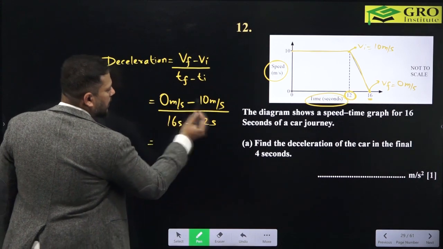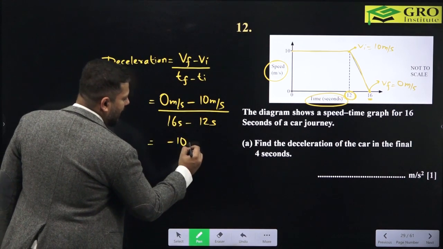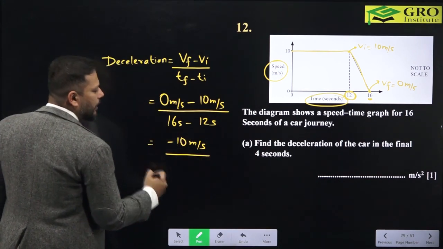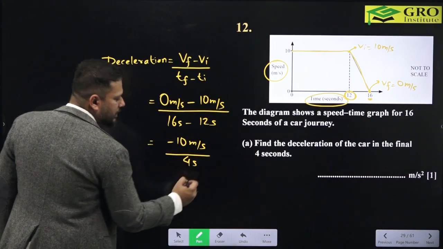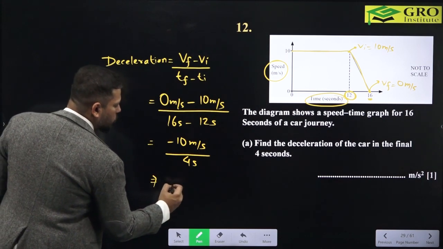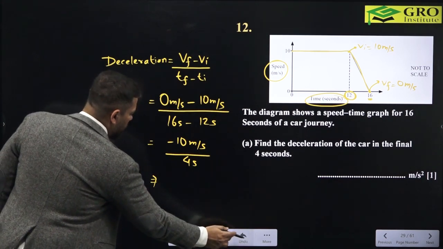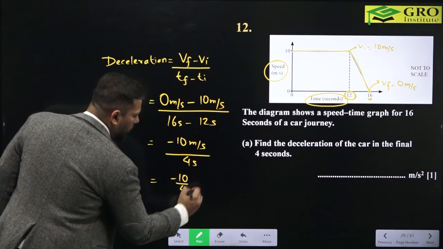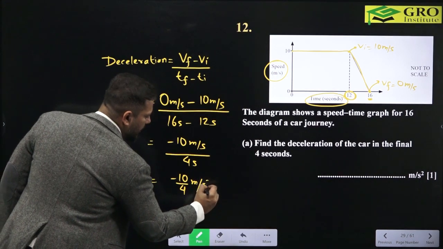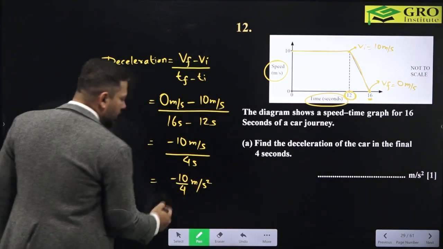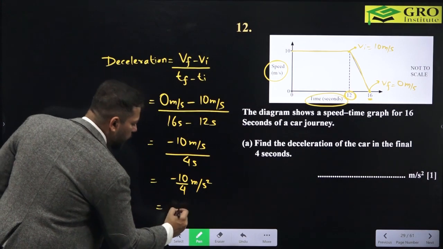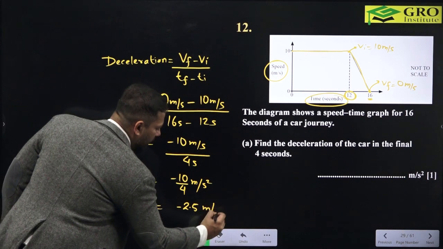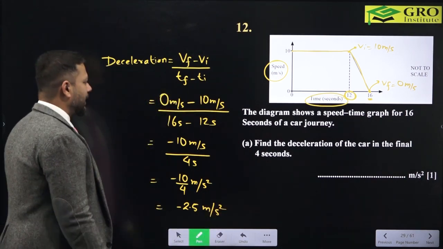Let us find out: 0 minus 10 gives us minus 10 meters per second, upon 16 seconds minus 12 seconds, which gives us 4 seconds. That means the deceleration will be minus 10 by 4 meters per second square. If I further solve it, 10 by 4 is 2.5. So it is minus 2.5 meters per second square.